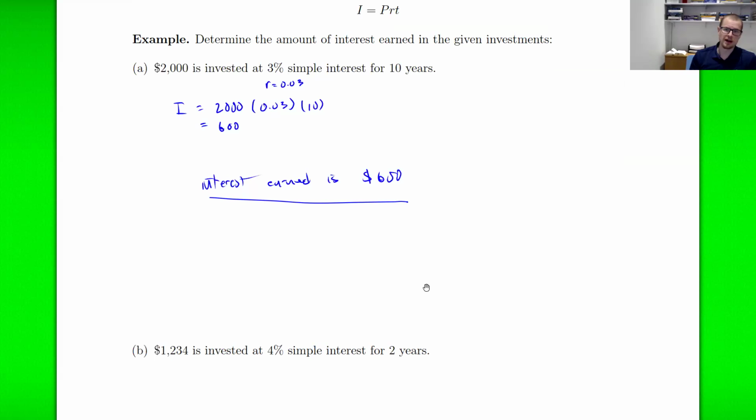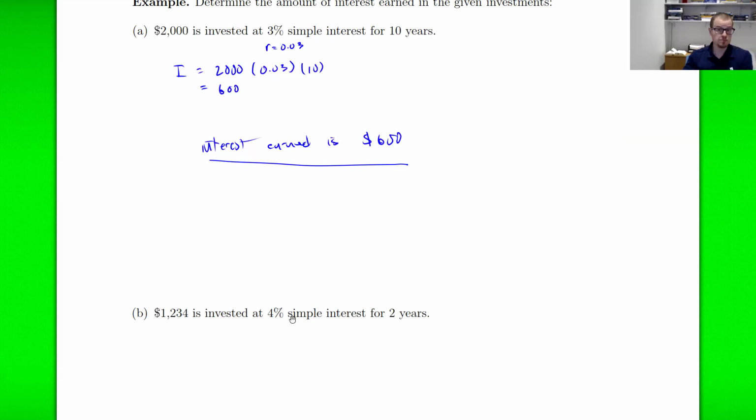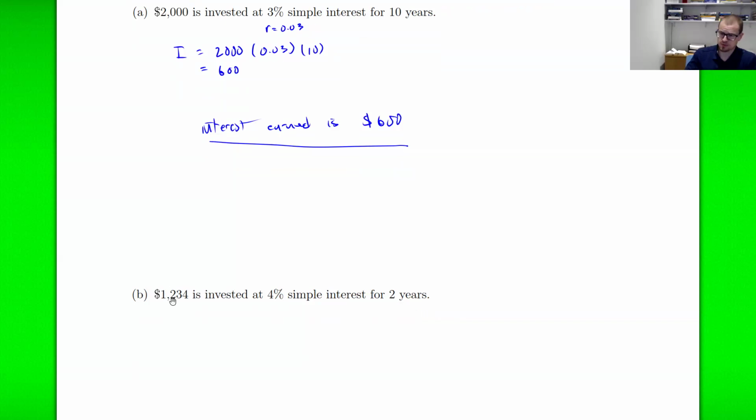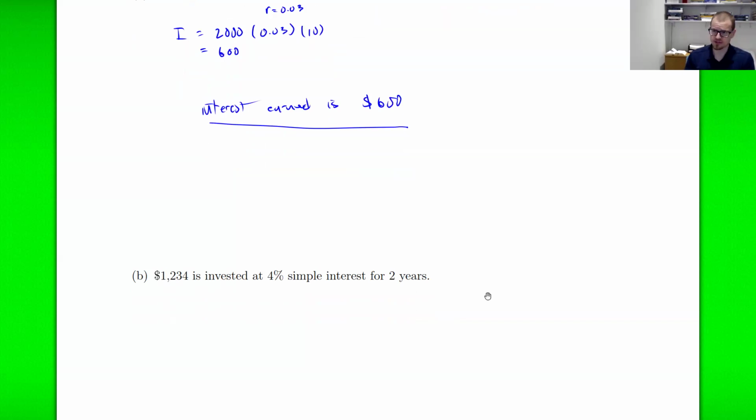Those interest rates are a little bit better. The more money you invest and the longer you invest it, the better the interest rate as well. So you might have a small amount that you want to invest for maybe a little bit longer in terms of what a CD usually is. But suppose you invest $1,234 at 4% simple interest for 2 years. So just again, that simple interest computation here.